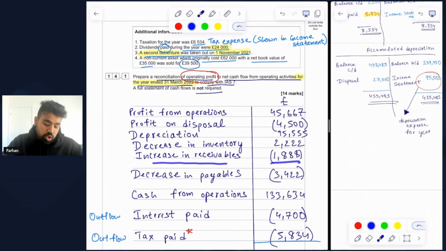So you can choose to memorize how you're going to prepare the statement of cash flow, but it is best to exercise logic and then use it as a basis to know when to subtract and when to add. Okay.